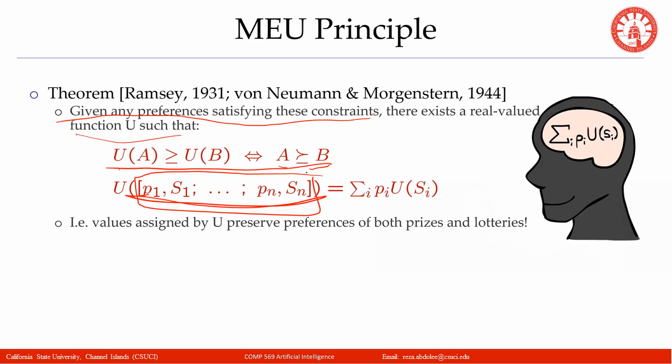Meaning that for a given lottery involving prize S1 to prize Sn, with probability p1 for prize S1 and probability pn for prize Sn, if you want to calculate the utility of that, it is going to be the sum of the expectation of those utility functions for each of these prizes. So if you take the utility of each prize and multiply that by the probability of that given prize, and then add them up, you compute the utility of that lottery.